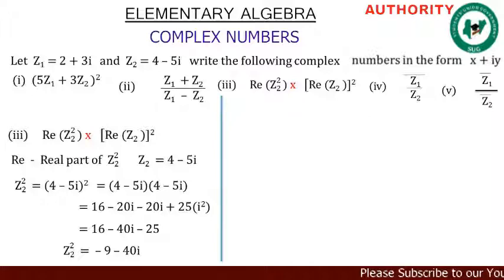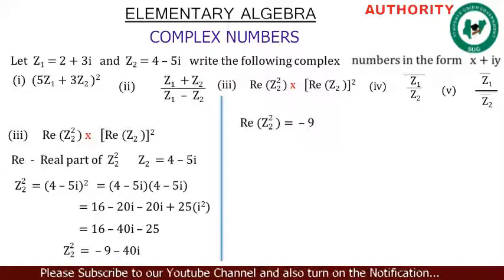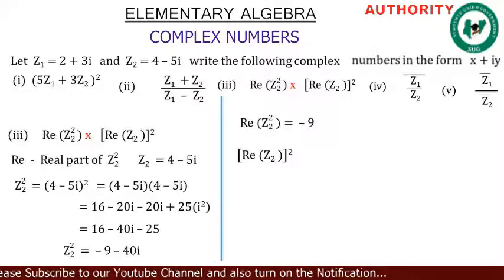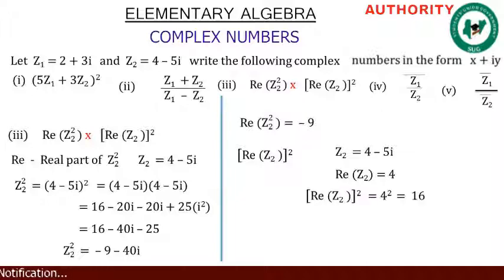Okay, so the question says the real part of Z2 squared. So the real part of Z2 squared is going to give us minus 9. Now let's go to the second side of it. The second side of it says open bracket RE of Z2 close bracket raised to power 2. So that means in our Z2 we have 4 minus 5i. So what is the real part of this Z2? The real part is 4. Then the square of it is going to give us 4 squared equal to 16.